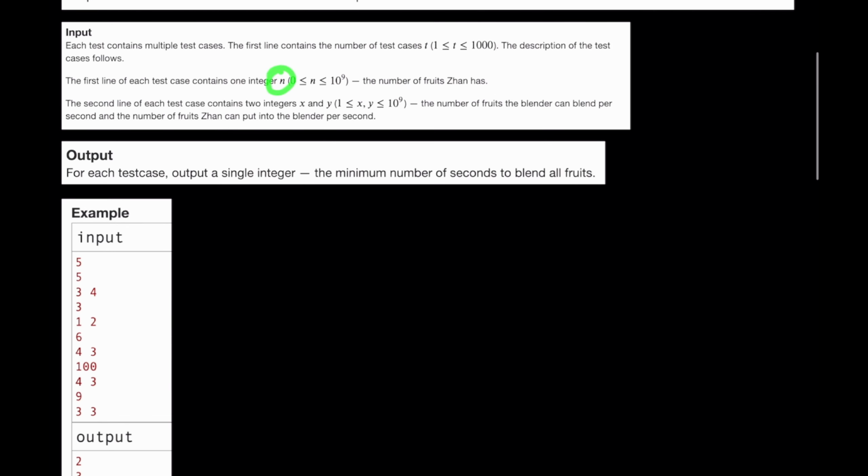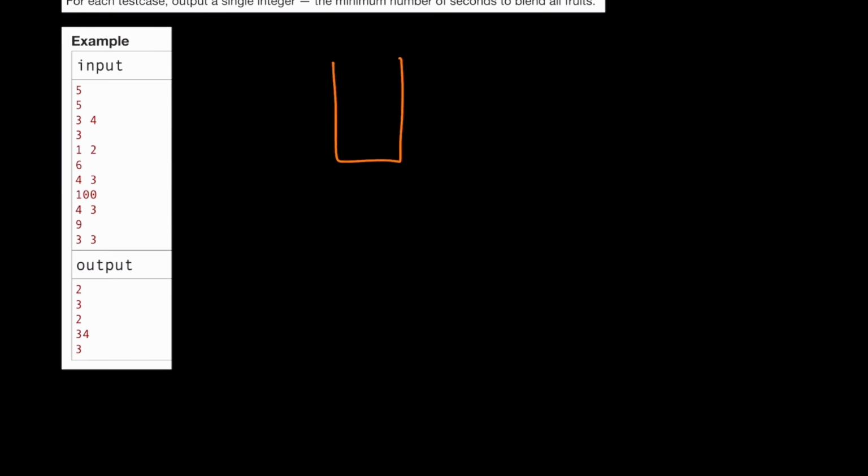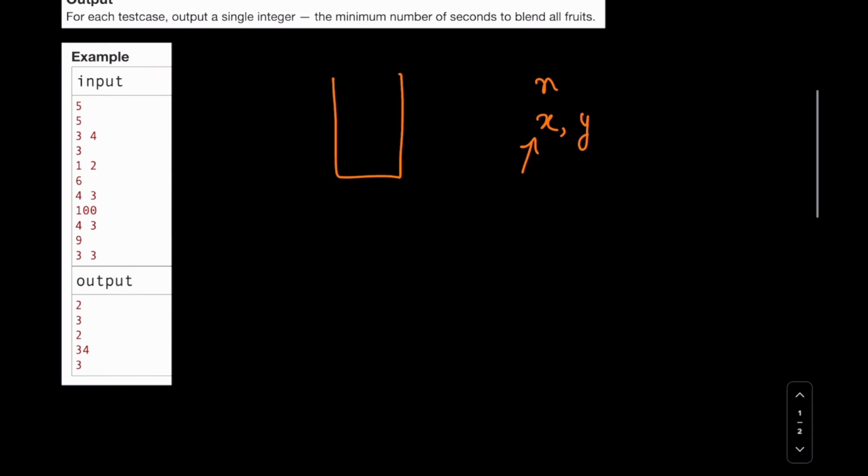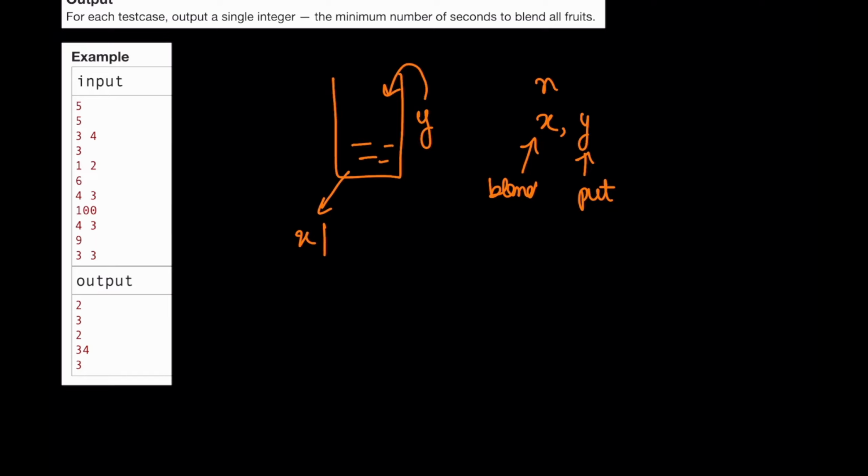We will be given n, the number of fruits Khan has, and two integers x and y. x is the number of fruits that the blender can blend per second, and y is the number of fruits that Khan can put into the blender per second. So in the question we are given a blender, n fruits, x and y. Each second we put in y fruits and the blender blends x fruits.